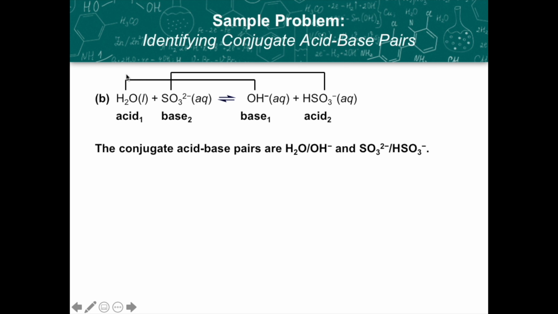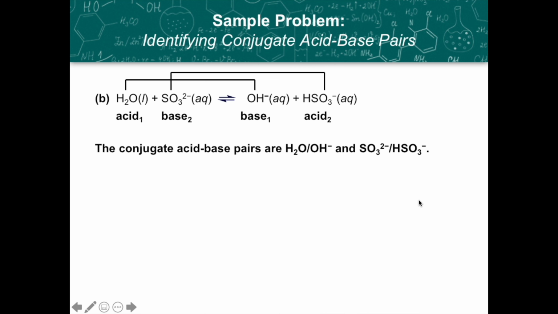For the next example, we have the reaction between water and sulfite forming hydroxide and bisulfite. In this case, water served as an acid because it donated a proton, forming its conjugate base OH-, while SO3 2- served as a base, forming the conjugate acid HSO3- from the reaction. So the conjugate acid-base pairs are H2O and OH-, and SO3 2- and HSO3-.